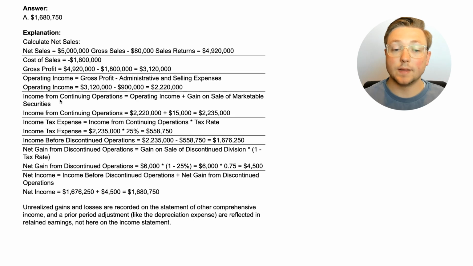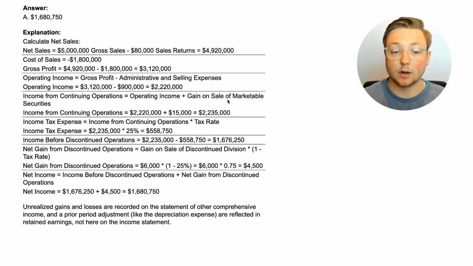Now, to get the income from continuing operations, we would add any non-operating income, which in this case was the gain on the sale of marketable securities. So as you can see, it doesn't really say it explicitly here, but the operating income plus the non-operating income equals the income from continuing operations, and in total that equals $2,235,000 here.